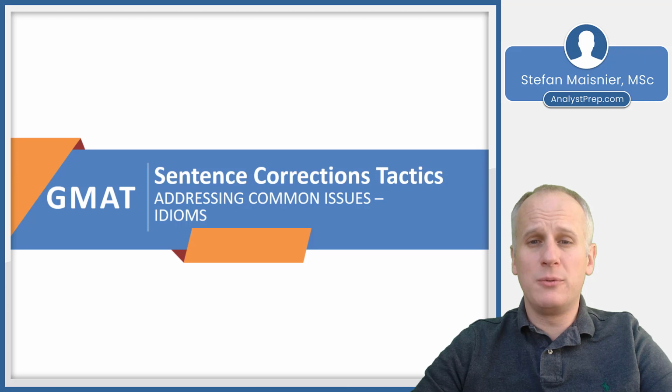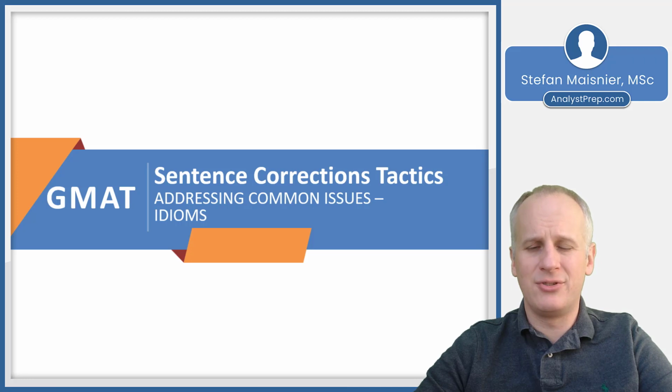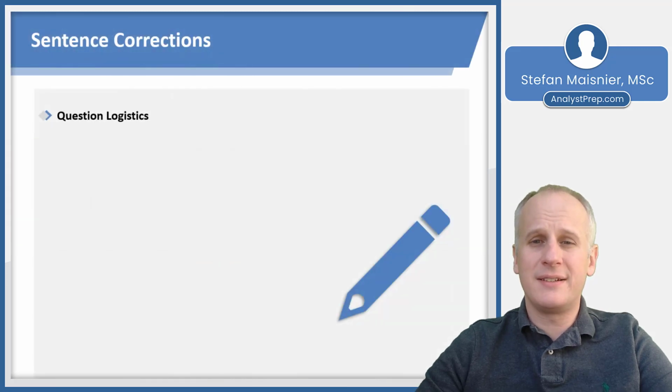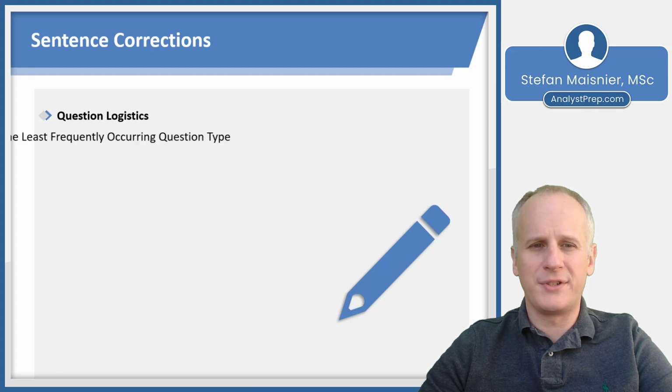In this lesson, we'll be discussing what in many cases should be the last common issue that you'll be addressing on sentence corrections in the GMAT, and that's issues of idiom. So let's first recap the logistics for sentence corrections on the verbal section of the exam.